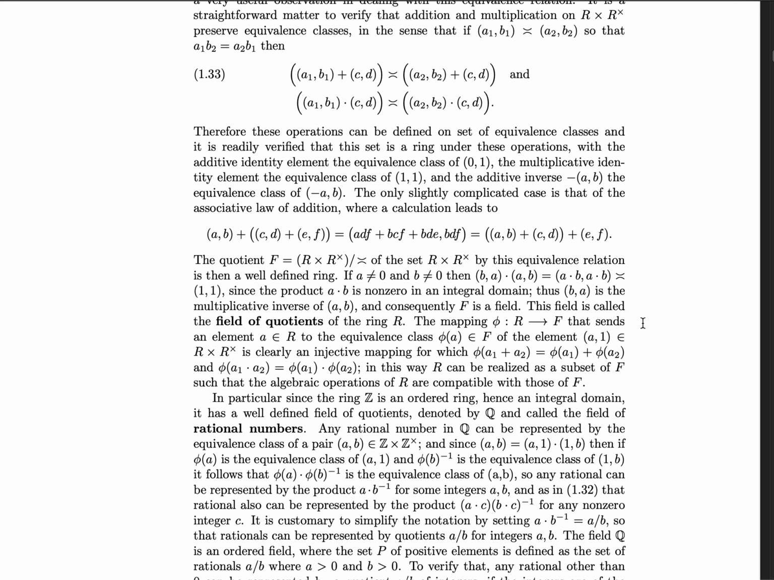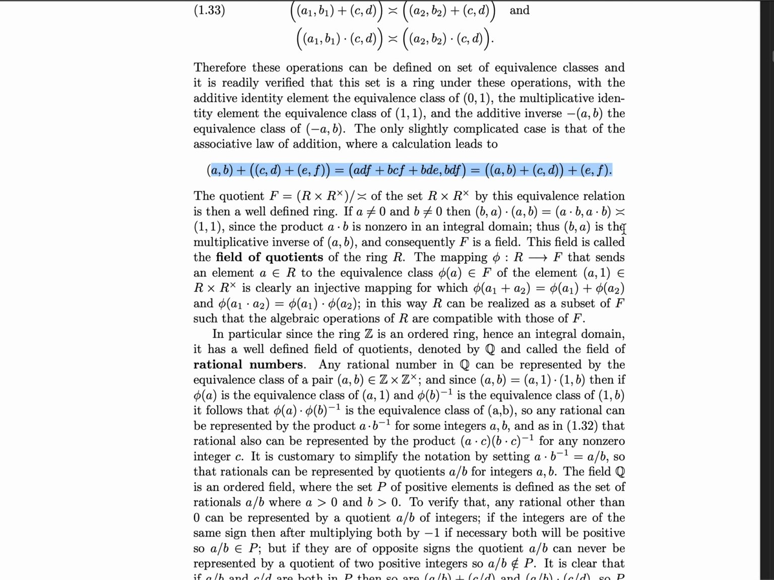We also have the additive inverse element of (a, b), which we'll denote minus (a, b), is the equivalence class of (minus a, b). And we'll note that if we add (minus a, b) to (a, b), then we'll get an element that's equivalent to (0, 1). A slightly complicated case in verifying that this is a ring is checking the associative law of addition, where you get this large expression here, but you can check that each of these steps makes sense.